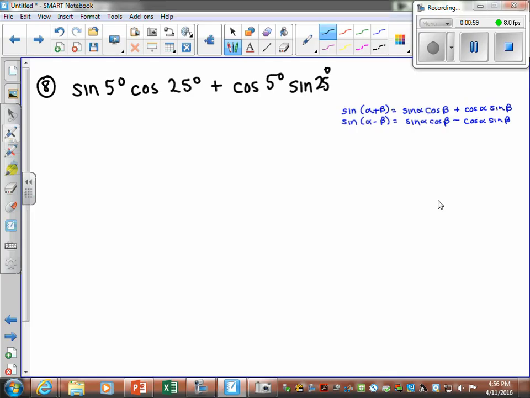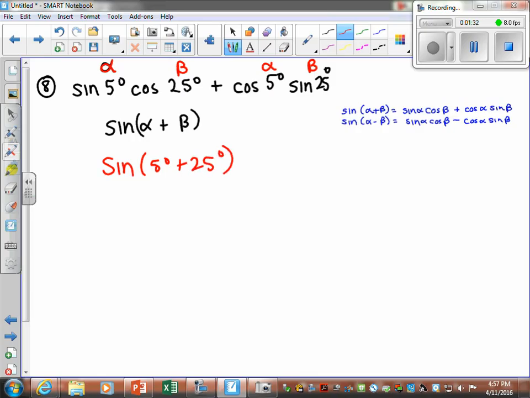Okay, so with that being said, I can rewrite this right-hand side as simply sine of alpha plus beta, like this. Now the only thing we need left to do is determine what's alpha. Let me do it in red. Alpha is 5 degrees, and what is beta? So alpha, beta, this is just going to be the sine of 5 degrees plus 25 degrees. When we simplify that, that's going to be the sine of 30 degrees.